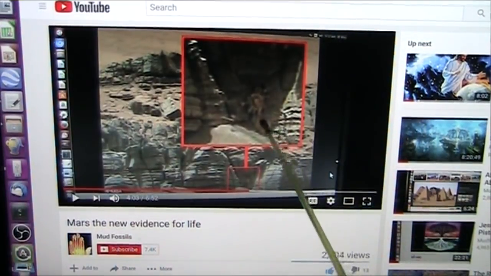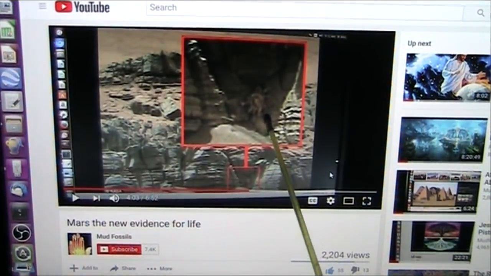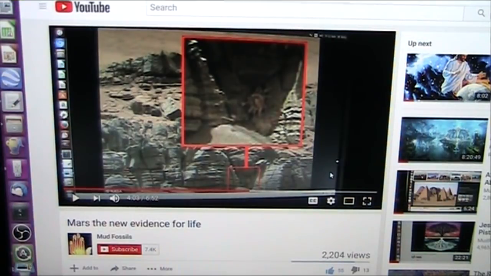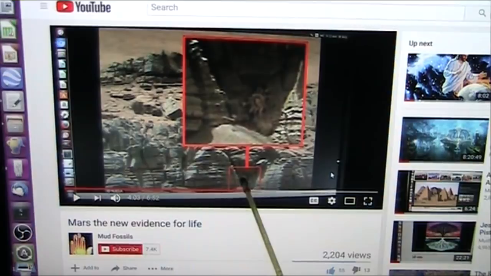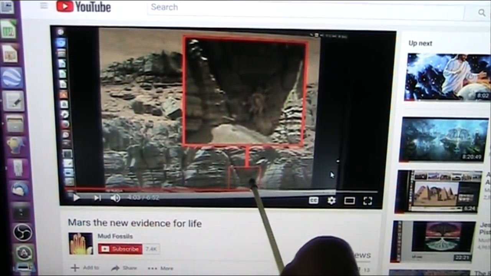Now, this is what I want you to pay close attention to. This is called the Mars crab. Now, anybody that's been paying attention to mud fossils understands there's a vein and an artery, and they normally go together and they service things. This is right down here. This vein and the artery is going into here to service that muscle.